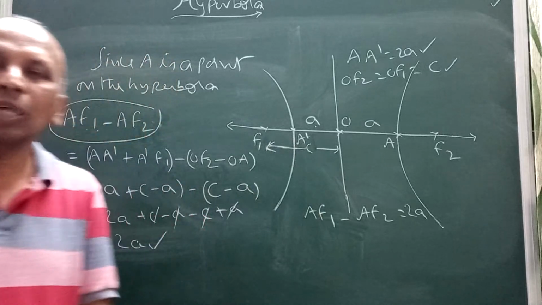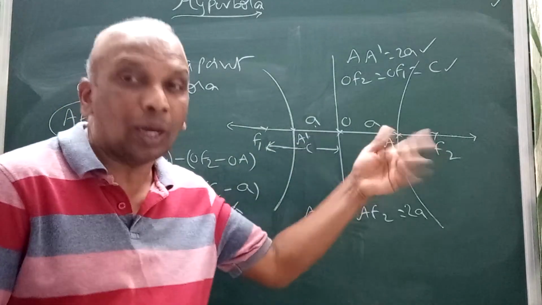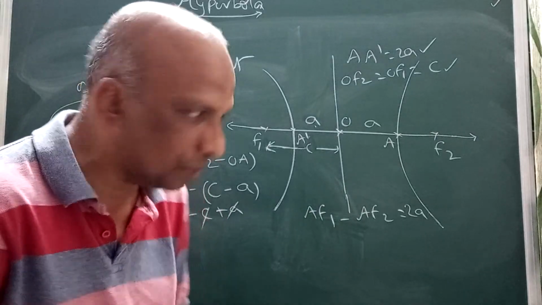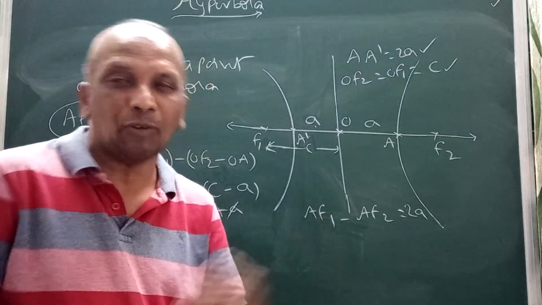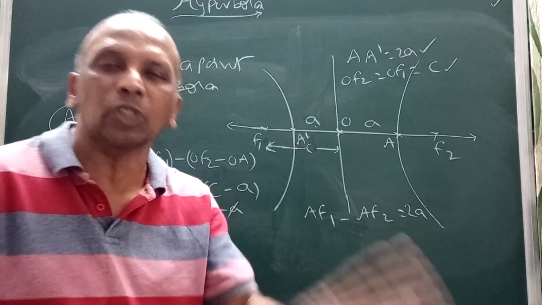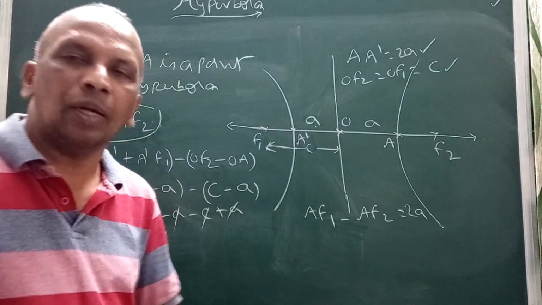When the foci are along the x-axis or y-axis, and the center is at the origin, then we can say that is the simplest form of the hyperbola. Now I will explain about that.